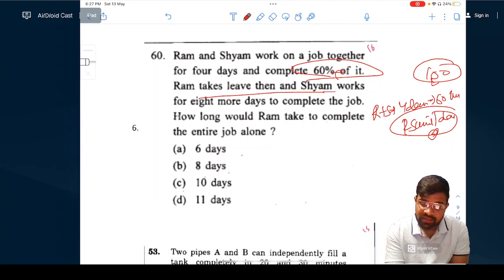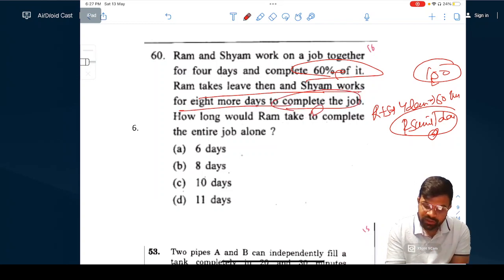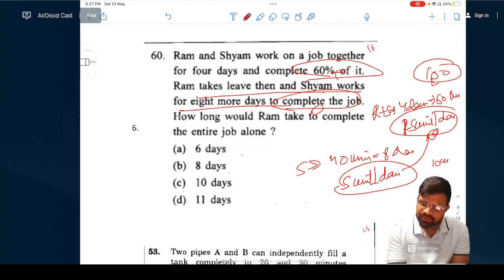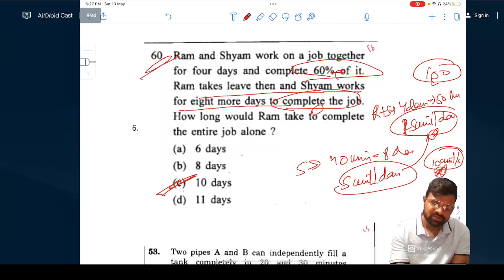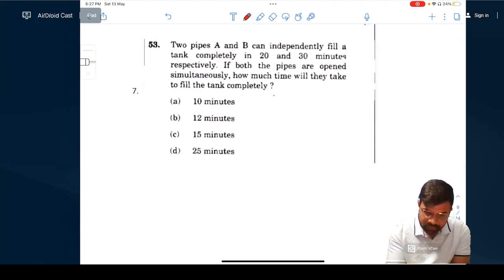Ram takes a leave and Sham works for 8 more days to complete the job. So Sham is alone doing 40 units in 8 days. That means 5 units per day. That means Ram is doing 10 units per day. If he is doing 10 units per day, how many days will it take for 100 units? 10 days. Simple question.